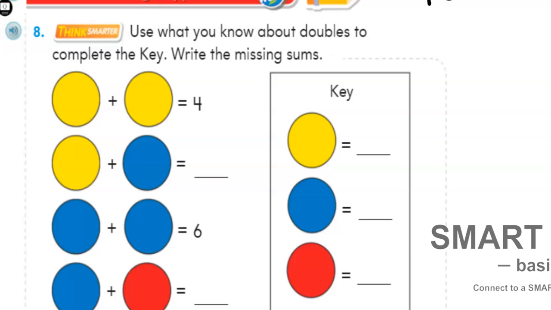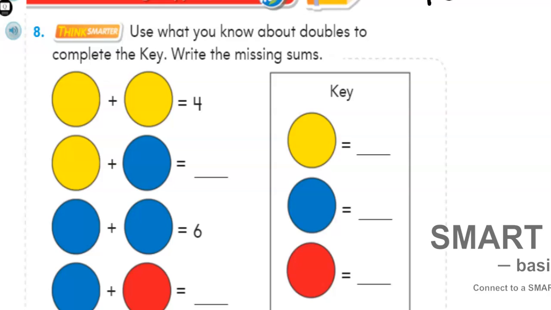Who knows what the doubles fact is for 4? Zayden, go ahead. 4 plus 4 equals 8. What plus what equals 4? Like what makes 4? So it has to be a number smaller than 4. 3. 3 plus 3. Let's see.